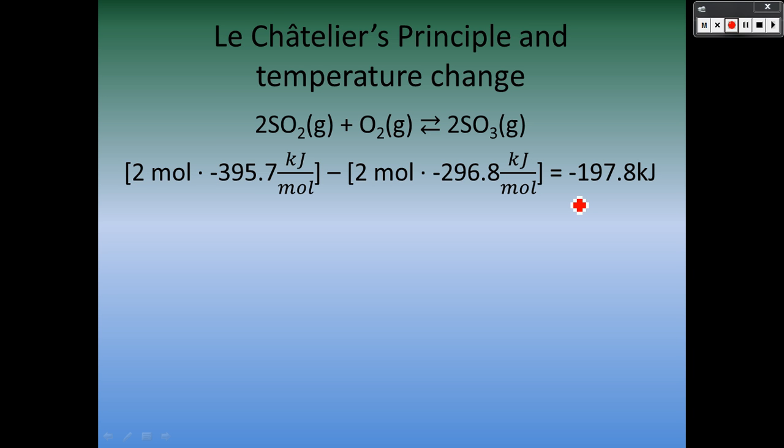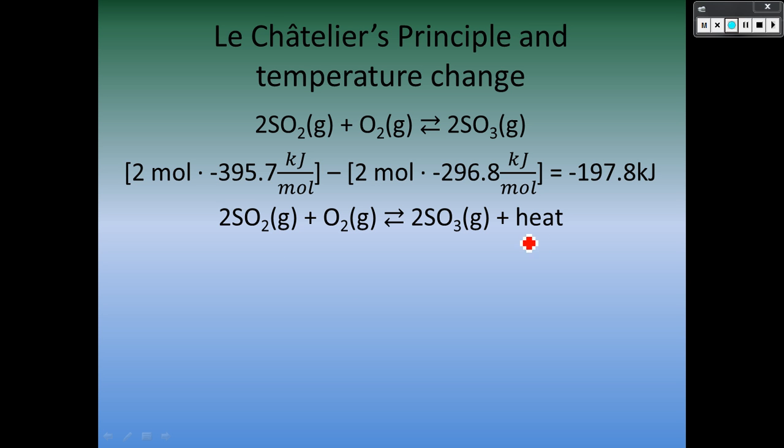Okay, that's all review. But now I want you to think about the reaction almost written like this. If it's exothermic, we're getting heat as a product. And so we can rewrite the reaction like this: 2SO2 plus O2 forms 2SO3 plus heat. We're getting energy out of this reaction, which, by the way, explains a little bit about why this is a product-favored reaction.